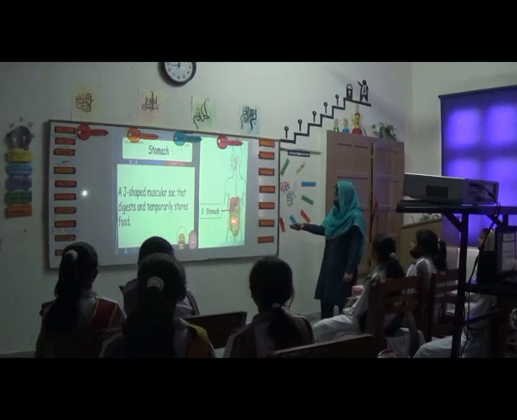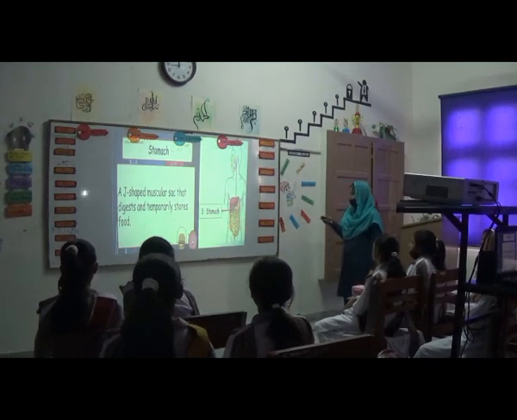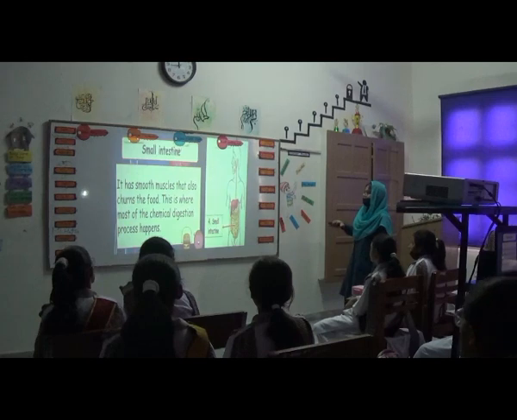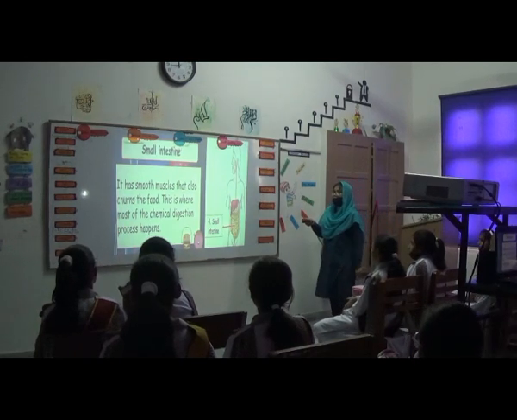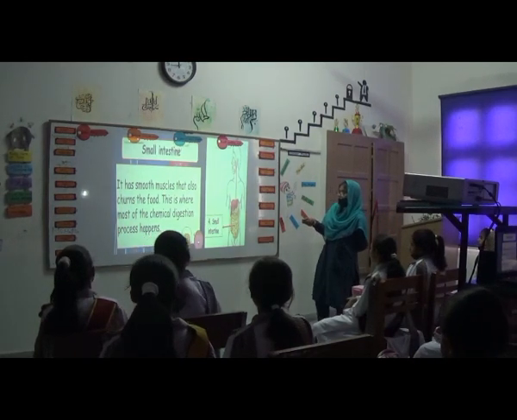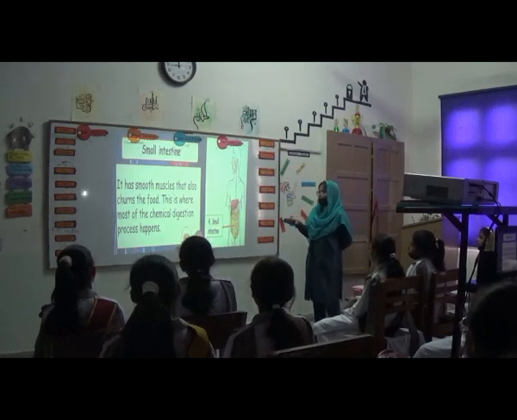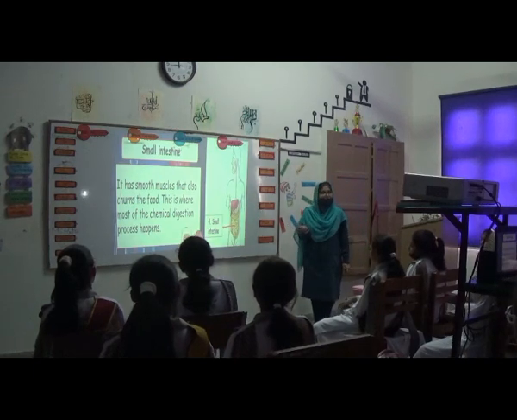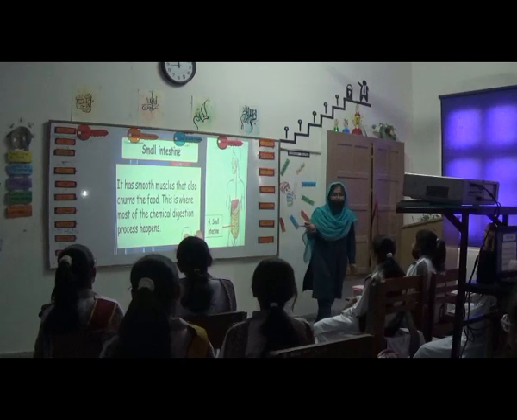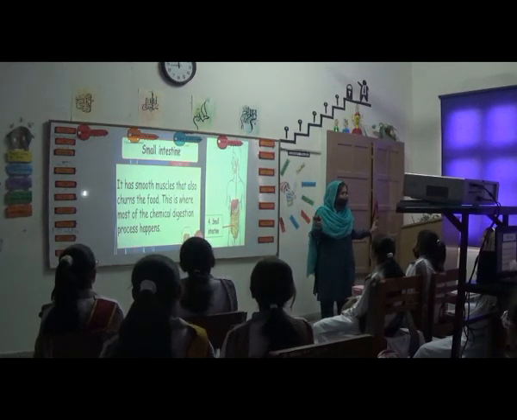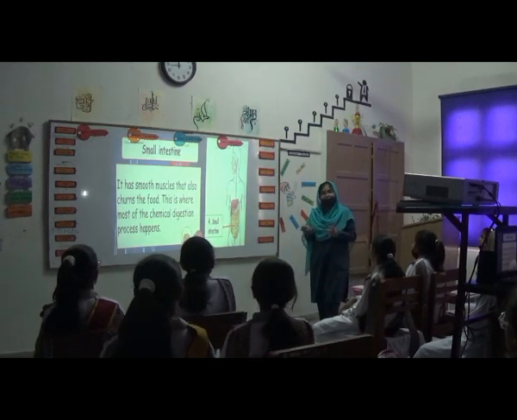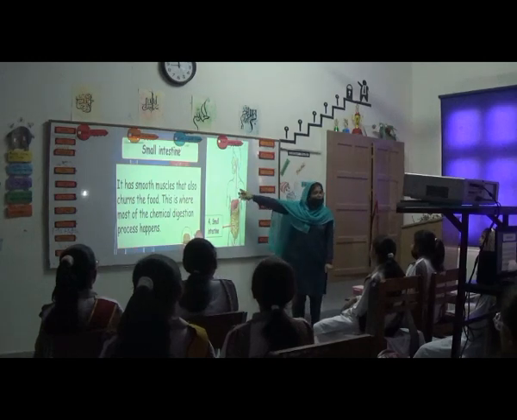This portion is called the small intestine. Now we are moving toward the next slide. The small intestine has smooth muscles that also churn the food. This is where most of the chemical digestion process happens. Last, complete digestion of something that we may not have digested, or not completely digested, in the small intestine.